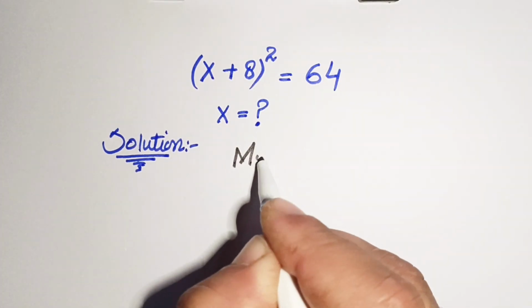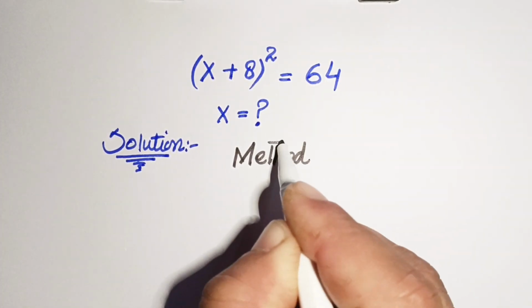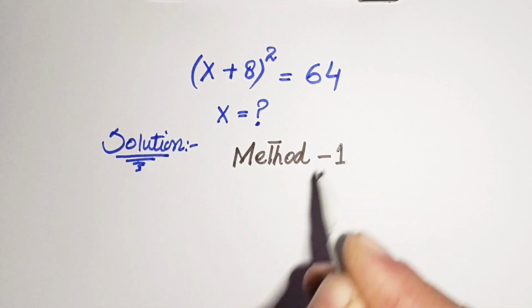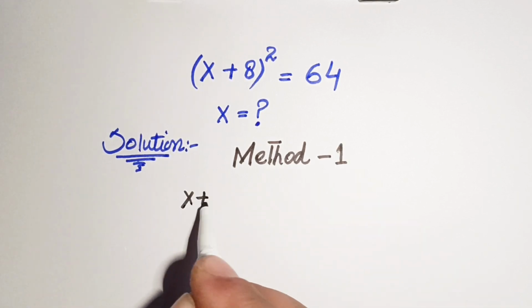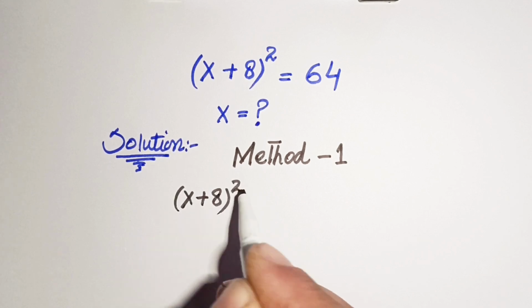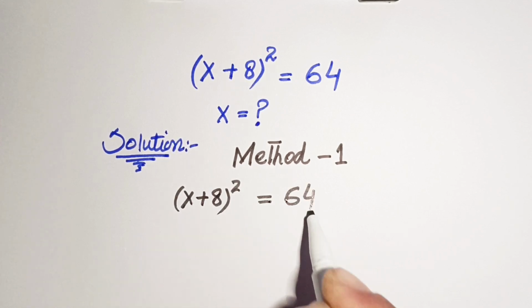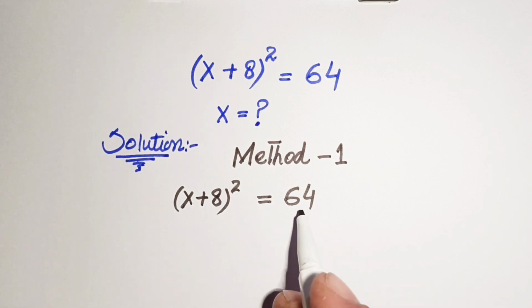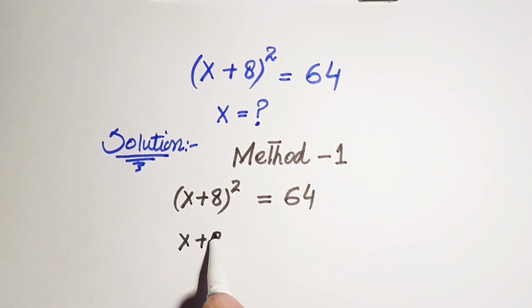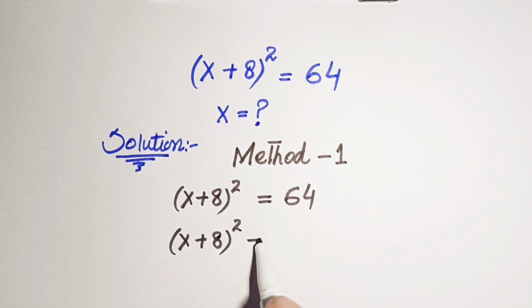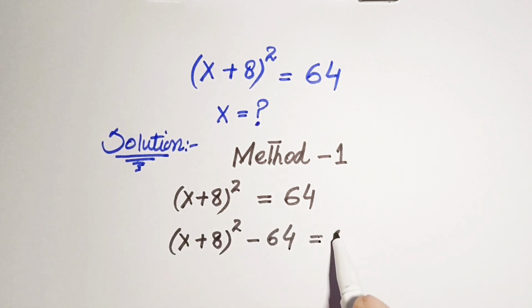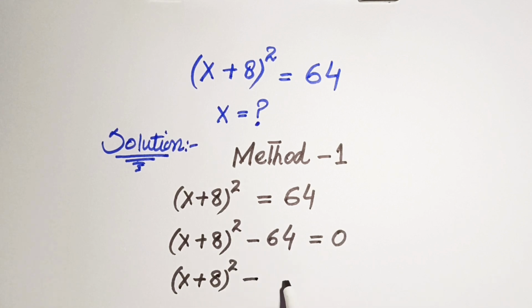Our problem is (x + 8)² = 64. Now if we shift this 64 to our left hand side, then (x + 8)² − 64 = 0. Now 64 is the perfect square of 8, so (x + 8)² − 8² = 0.